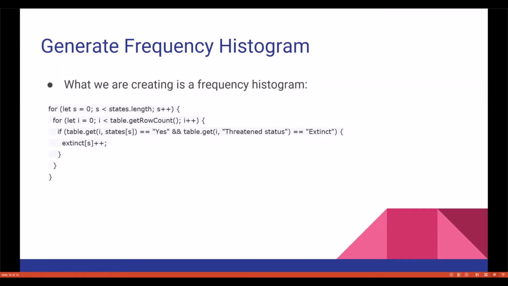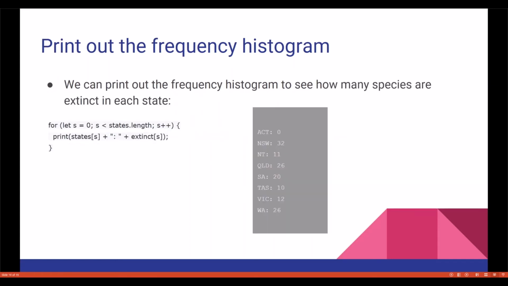We then simply check that if this animal is found in a certain state and the threatened status is extinct, then increase the count for that state S by 1. We can then go through our states array and print out our frequency histogram.